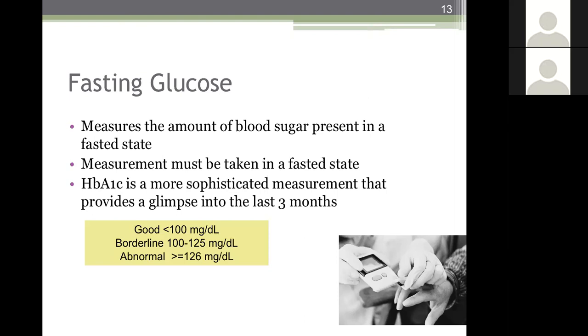Now, there is a more sophisticated measurement out there that some employers choose to get, and that is hemoglobin A1C. It's a 3-month average blood sugar level, and it's a really, really sophisticated measurement, and it does not require fasting, so that's a little bit of a plus there.